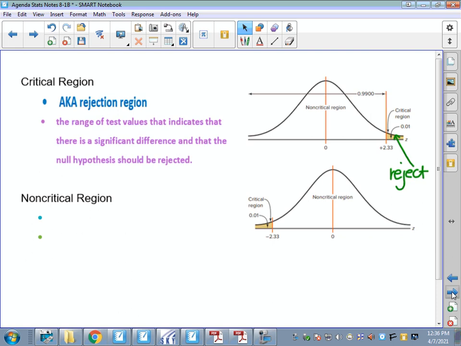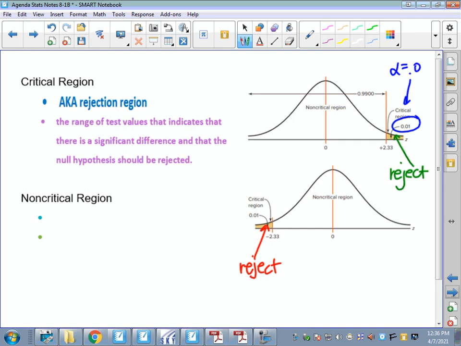This is a range of test values that indicates there is a significant difference between x bar and mu, and H sub O should be rejected. Notice down here in this lower one, where we're shaded to the left or it's less than, my critical or rejection region is that small shaded area. Notice that right here, this is alpha equals 0.01.